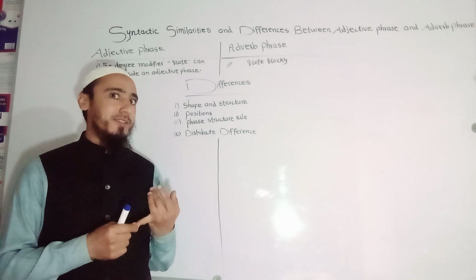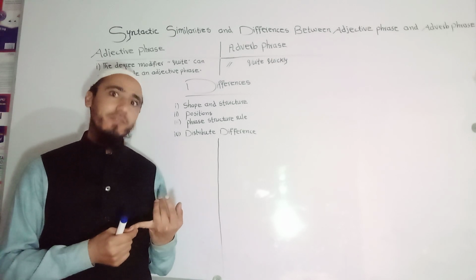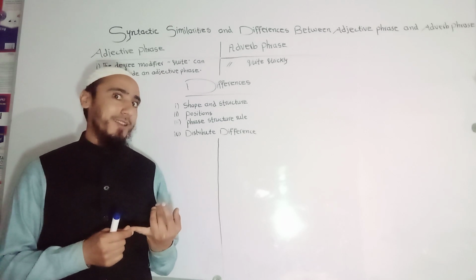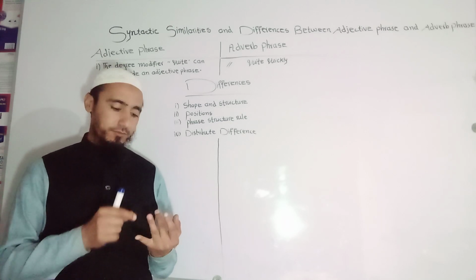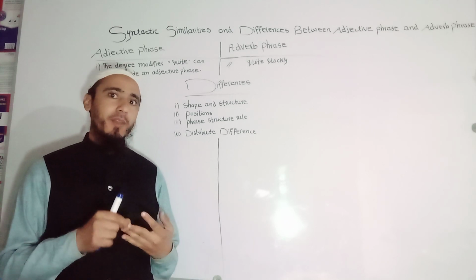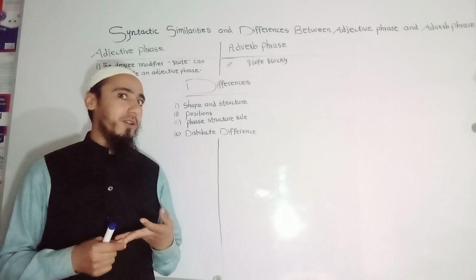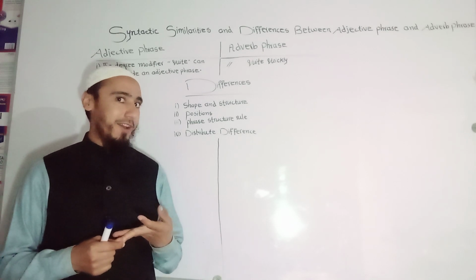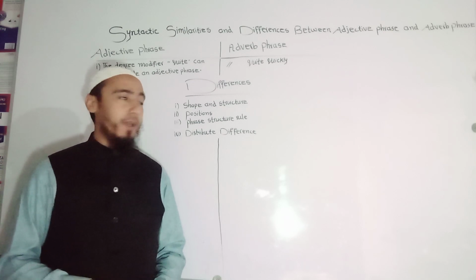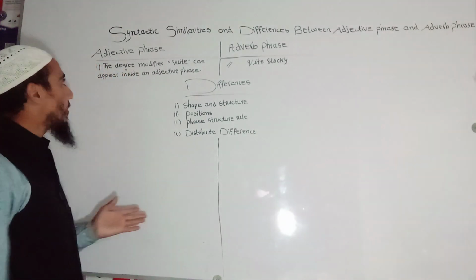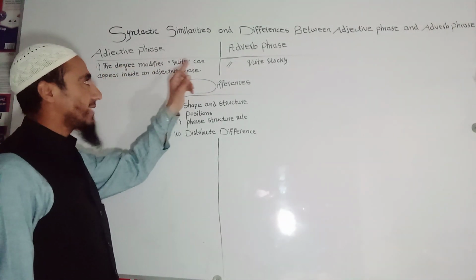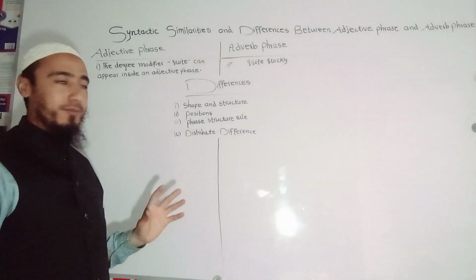And I discussed in detail the head of the noun phrase. This noun phrase has its own head, which is noun. The head of an adjective phrase is adjective. And the head of a verb phrase is a verb. However, today we are going to talk in much detail about adjective phrase and adverb phrase.